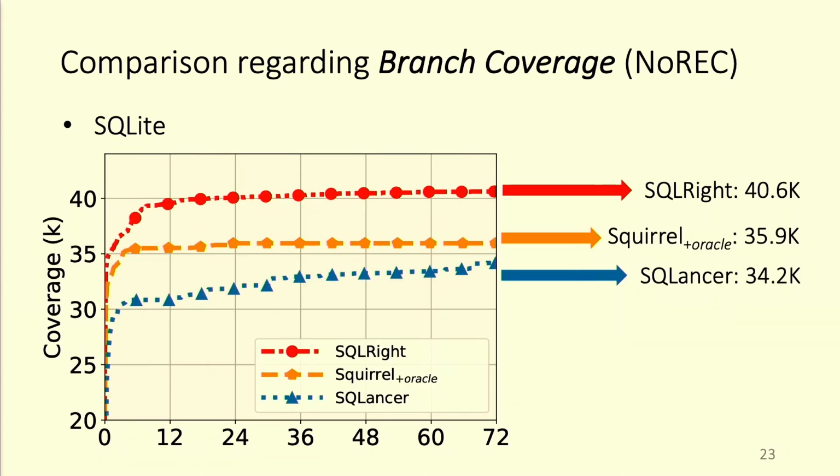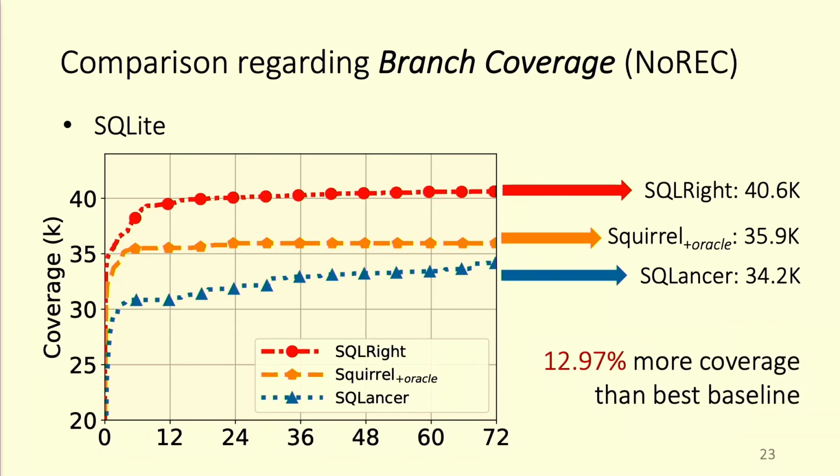In the same experiments, we also compare the branch coverage of the 3 tools. SQLRight achieves nearly 13% more code coverage than the best baseline.